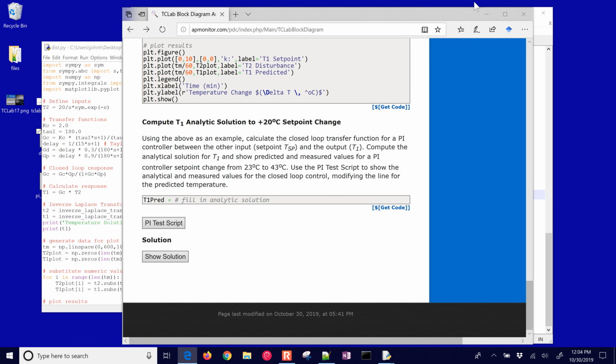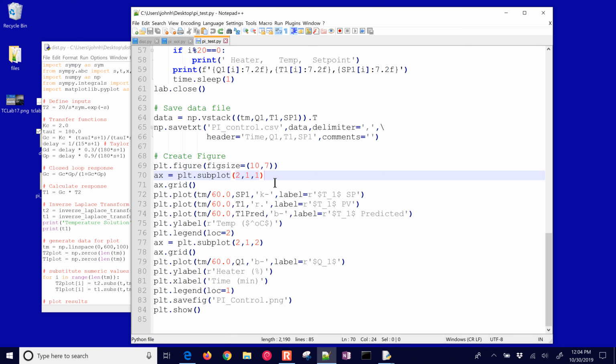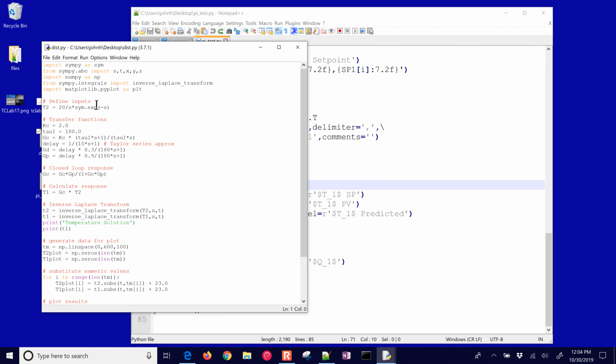Alright, let's go ahead and run this and just see how it does. I just realized when I was doing the code explanation on this disturbance, I think I had it on my other screen, so I apologize for that. Here is the GC times GP. That was the one thing that we needed to modify, and then we could run it again.